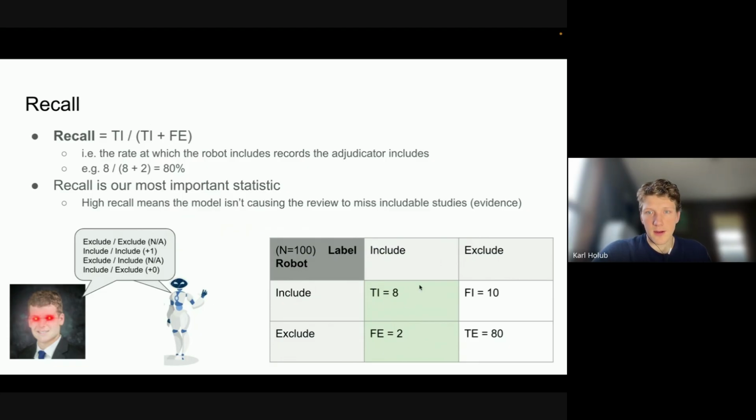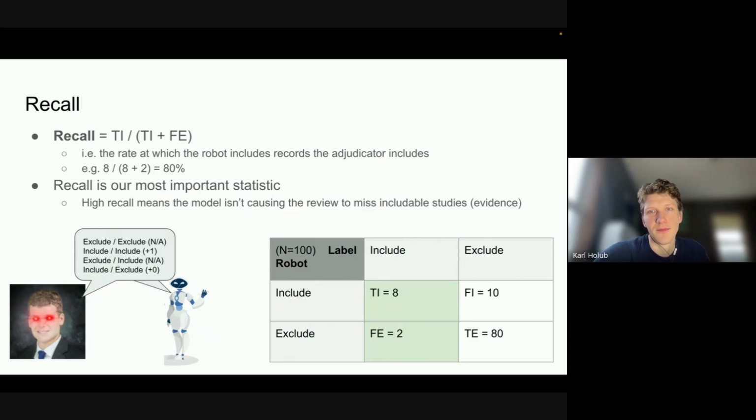So in our example down here, the robot and the human agreed on include 8 times, and the robot excluded something that a human said to include twice. So there's 10 total includes by humans, and the robot correctly recalled that those should be included 8 times. So our recall is 80%. This is the nature of recall. It's saying when a human includes something, the robot also includes it. What is the rate at which that happens? 80%. As mentioned earlier, recall is our most important statistic.